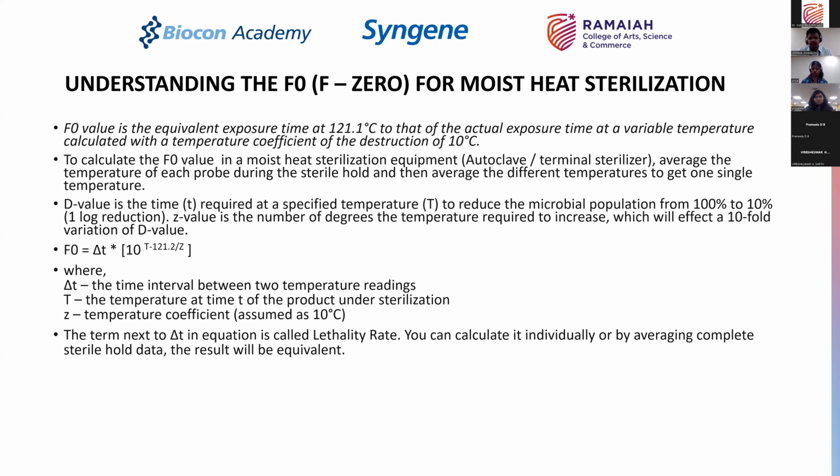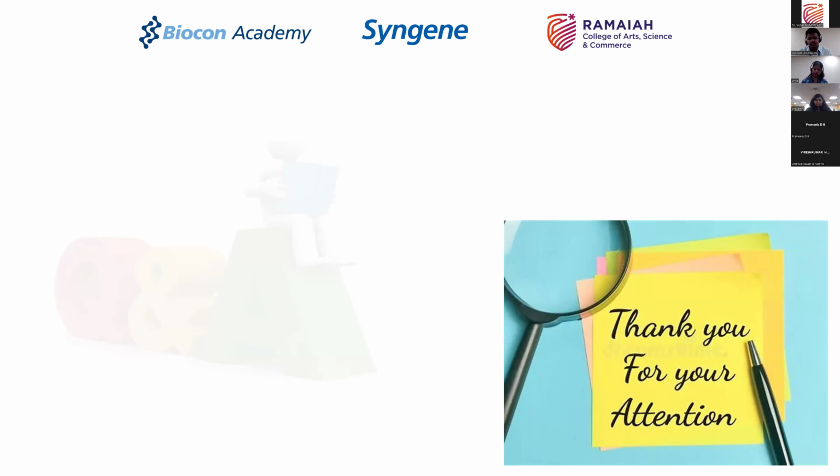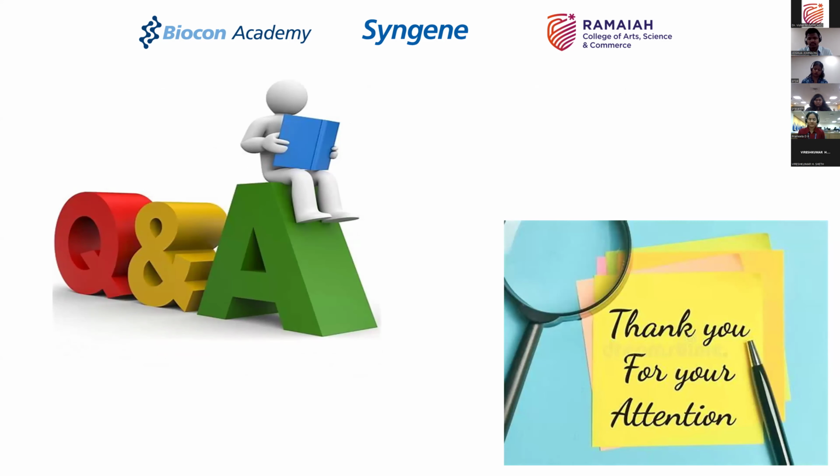So this is the next session. We are going to dwell on F0, D and Z values and how they are calculated. Those will be the principles covered, and we will discuss more about it. Now I'm going to leave the floor open for question and answer on the types of autoclaves, including the topics that we covered yesterday. So please ask any questions that you may have on the types of autoclaves itself.